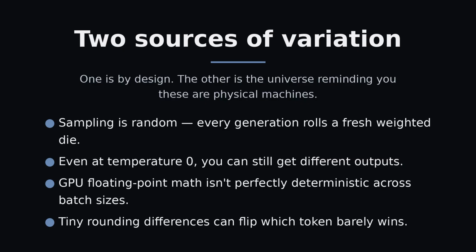But there's a second reason that's stranger. Even with temperature set to 0, you can sometimes get different outputs. That's because GPU floating point math isn't perfectly deterministic when batches are different sizes. Tiny rounding differences can flip which token barely wins. The randomness is mostly intentional. The non-determinism at temperature 0 is the universe reminding you these are physical machines.